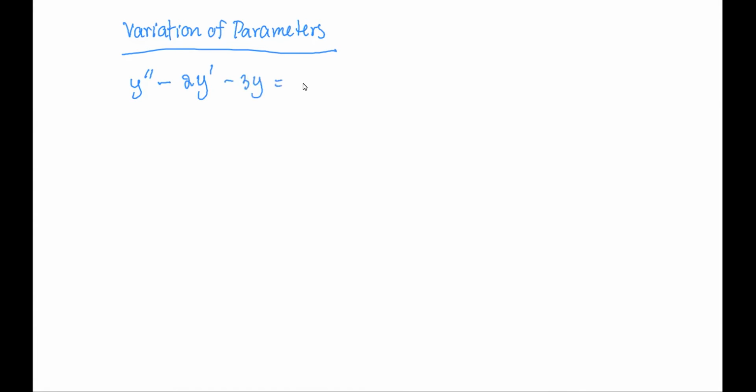Today's topic is variation of parameters. The example that I'm going to use is y double prime minus 2y prime minus 3y equals negative 3x e to the negative x.